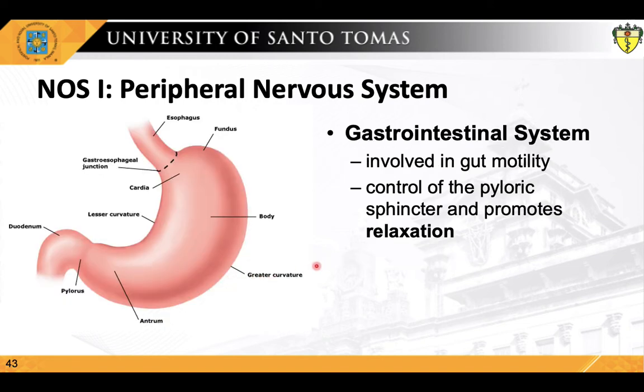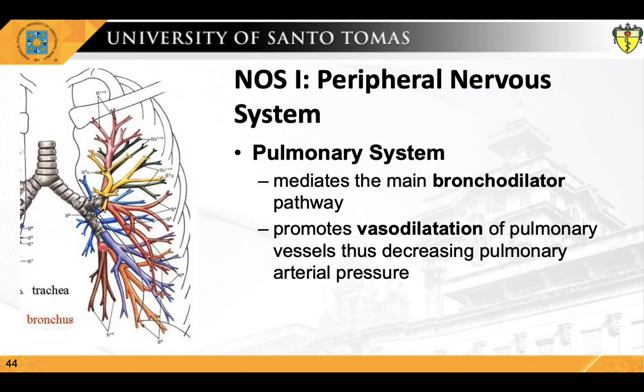In the GI system, nitric oxide is involved in gut motility and control of the pyloric sphincter. Nitric oxide is involved in the relaxation of the pyloric sphincter to allow the efflux of gastric contents into the duodenum. However, in the pulmonary system, nitric oxide mediates the main bronchodilator pathway. It promotes vasodilatation of pulmonary vessels, thus decreasing pulmonary arterial pressure.